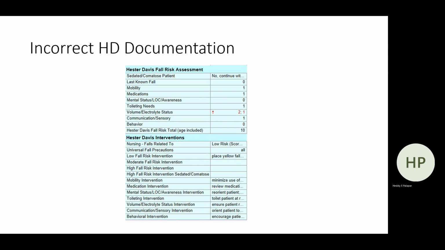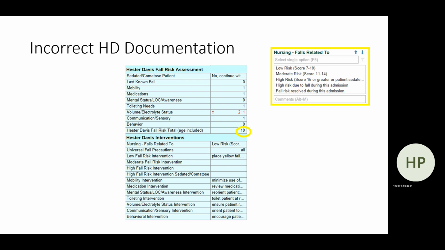Based on this assessment, I know the patient has a low fall risk due to the total score of 10. The main area of concern for fall risk is volume and electrolyte imbalance. Areas of concern will be shown in red and will have a red exclamation point. The Hester-Davis interventions for this assessment should include the following components. Assessment-specific interventions where the patient scored high. For this patient, it is volume and electrolyte-specific interventions.